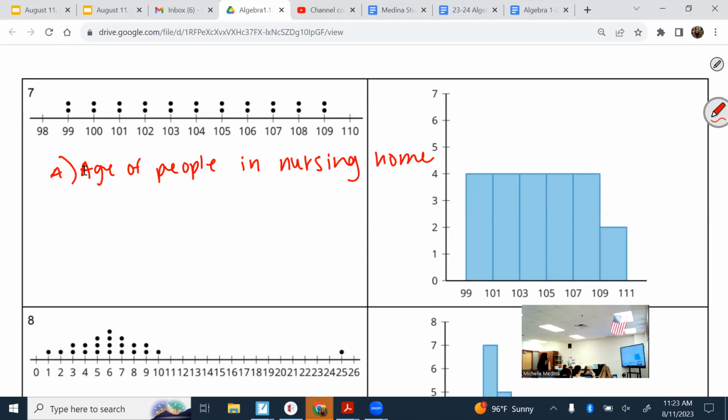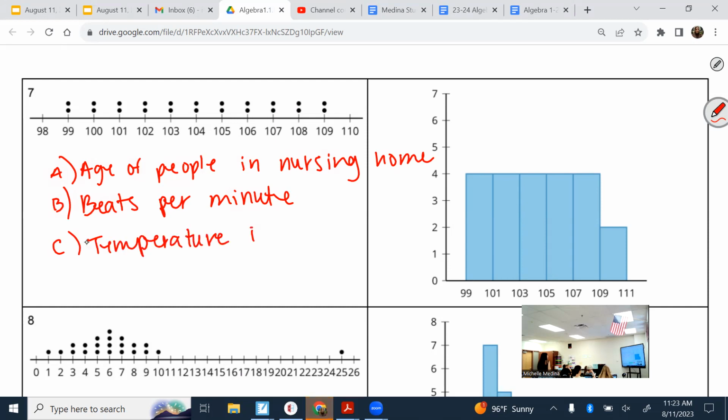We could have B, beats per minute, as in heartbeat. C could be temperature in May. And one more. I'm trying to think of a wrong answer, something we can't do. What's something that just could not be?